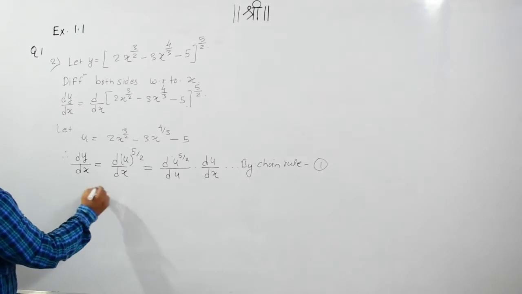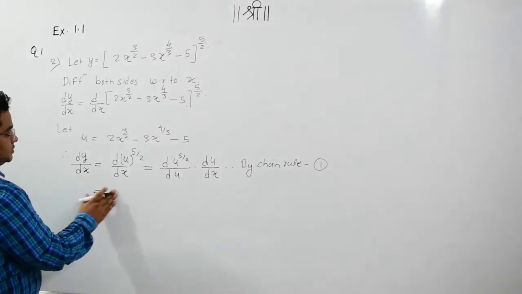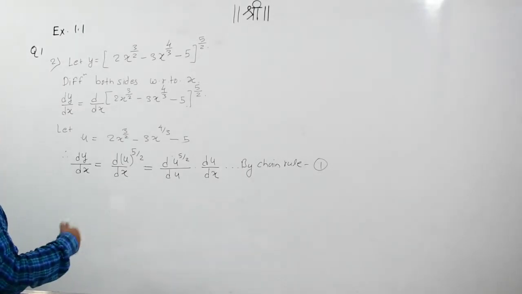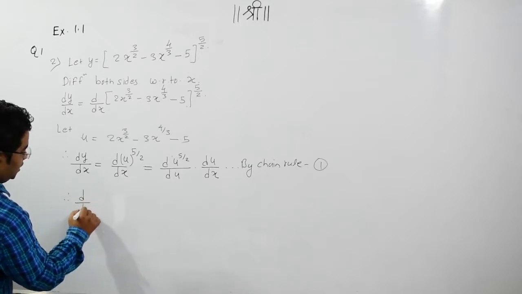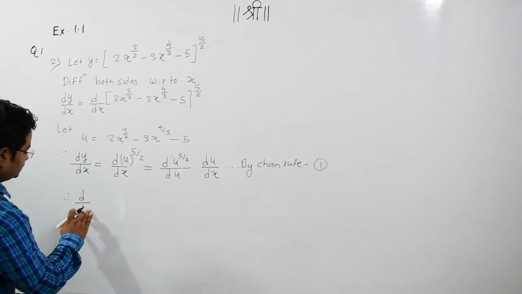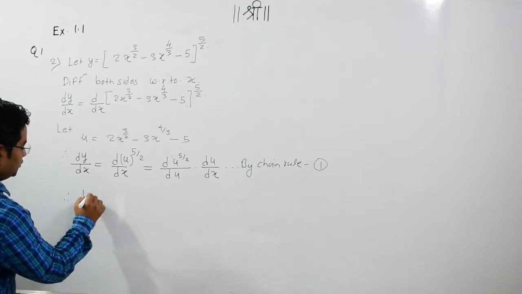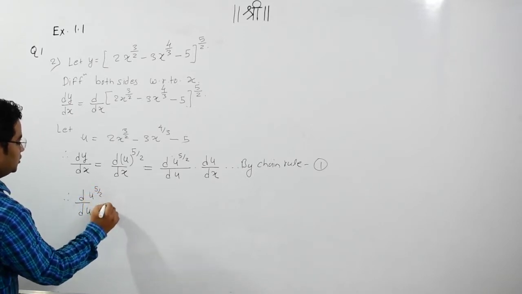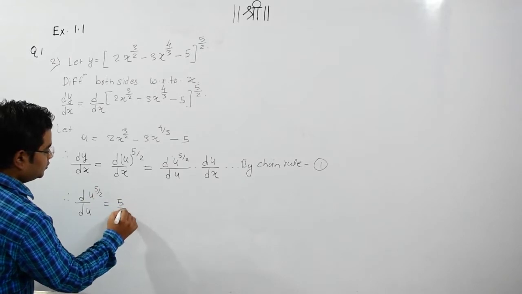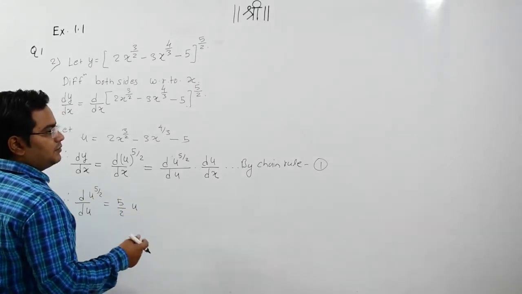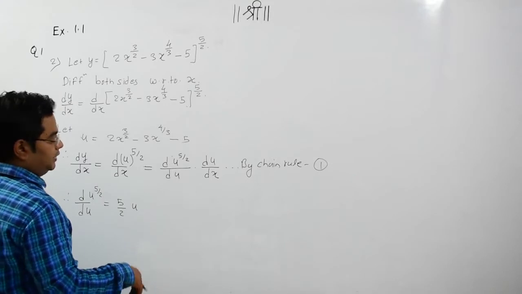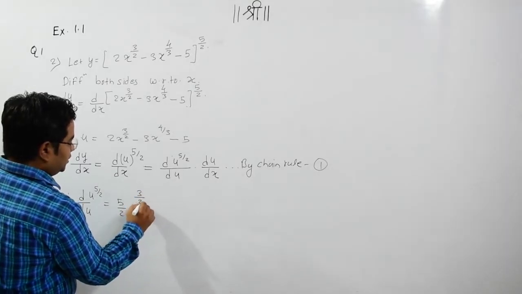Okay, next step. Now substitute the values. So what we need to do first is differentiate it. Therefore d upon du of u raised to 5/2 is equal to 5/2 times u raised to 5/2 minus 1. So 5/2 minus 1, how much? 3/2. So this will be 3/2.